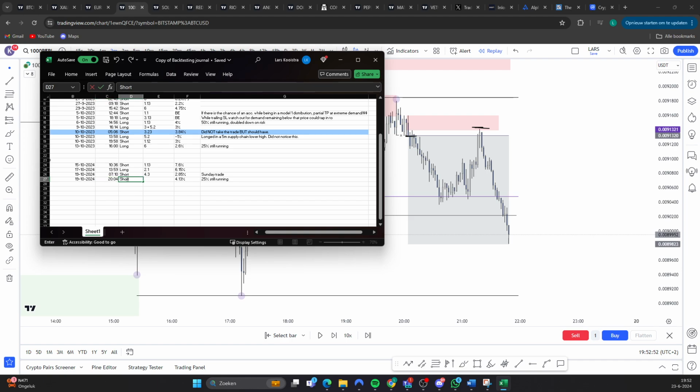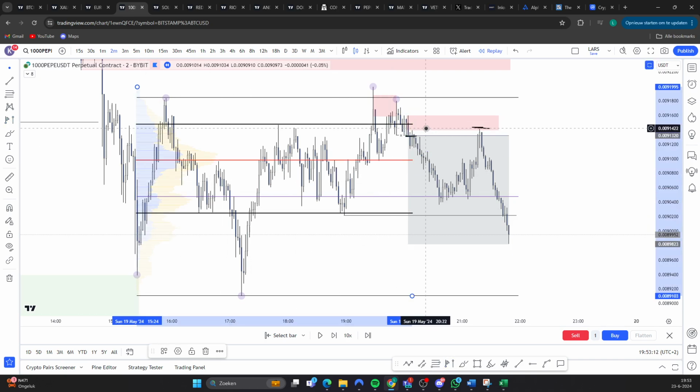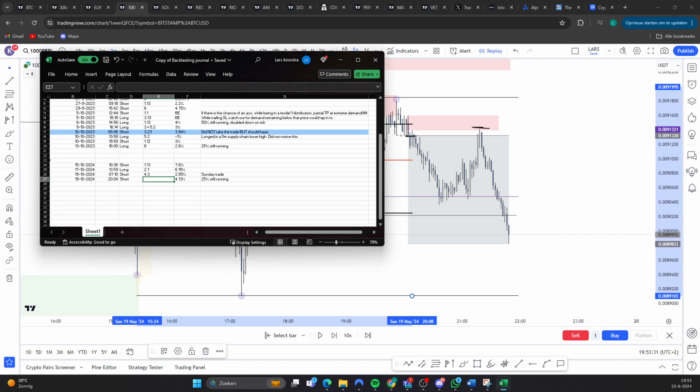A short. What was the setup? Model 2 distribution. 3 point. 3.1.